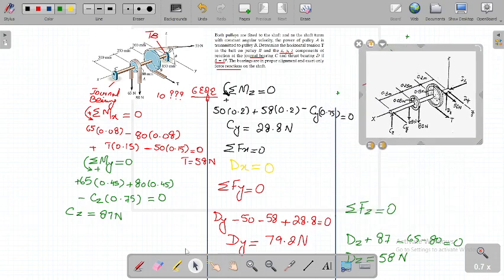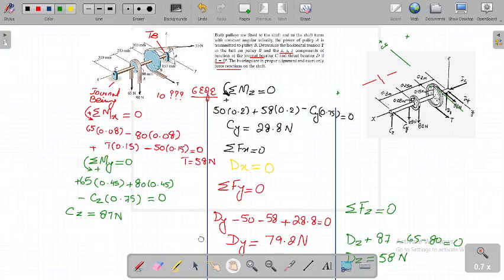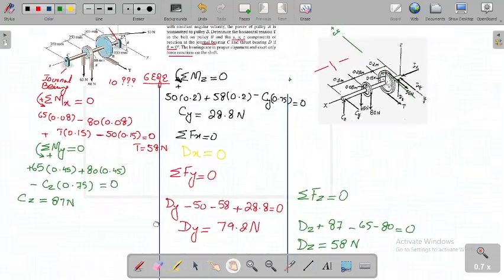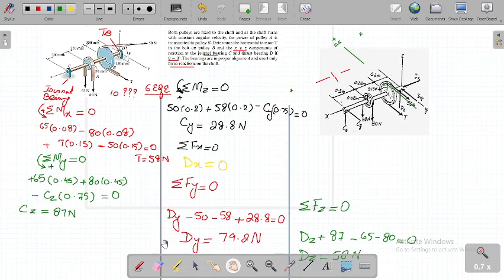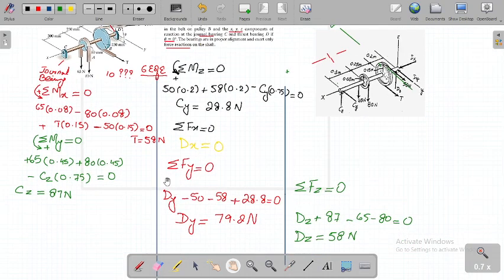So you have calculated the unknowns of this system very easily. You calculated T by calculating sigma Fx equal to 0. You calculated Cz by calculating sigma My equal to 0. Then you calculated Cy by calculating summation of moments about the z-axis equal to 0. Through sigma Fx you calculated dx equal to 0, and then by doing sigma Fy equal to 0 you calculated dy, and by doing sigma Fz equal to 0 you calculated your dz.